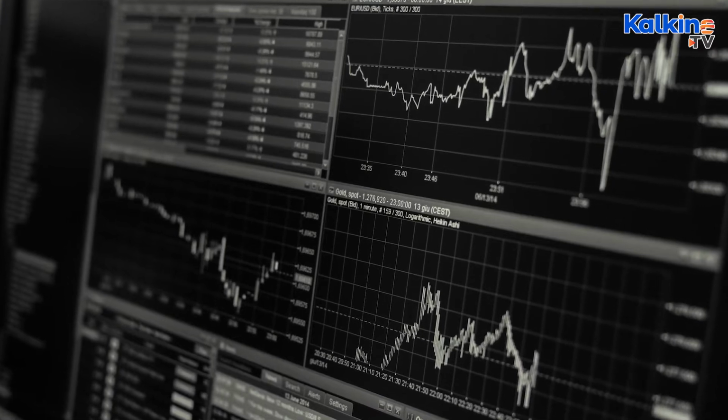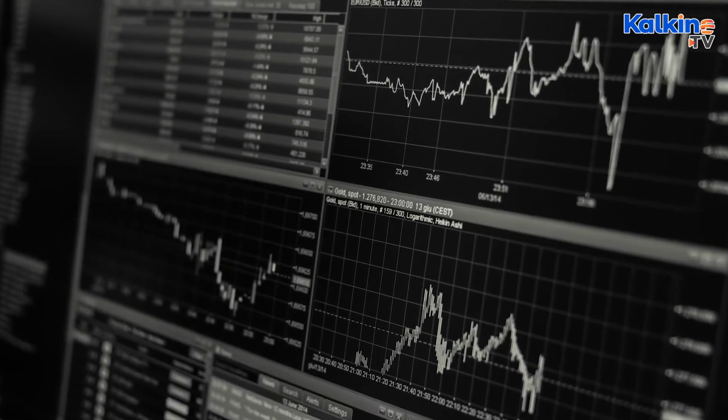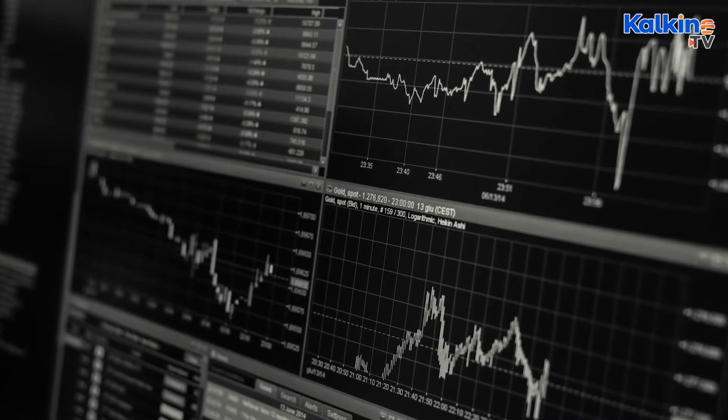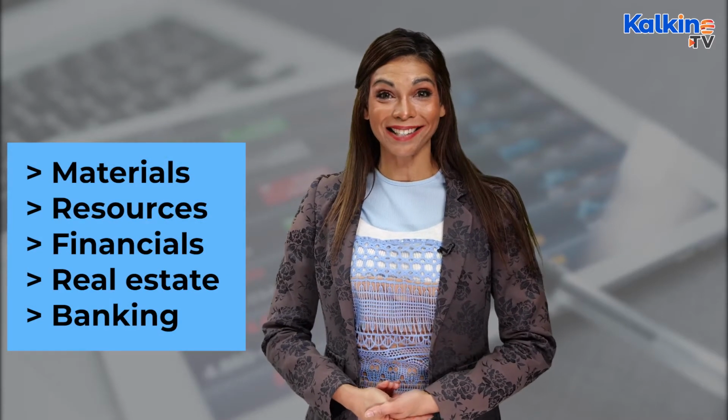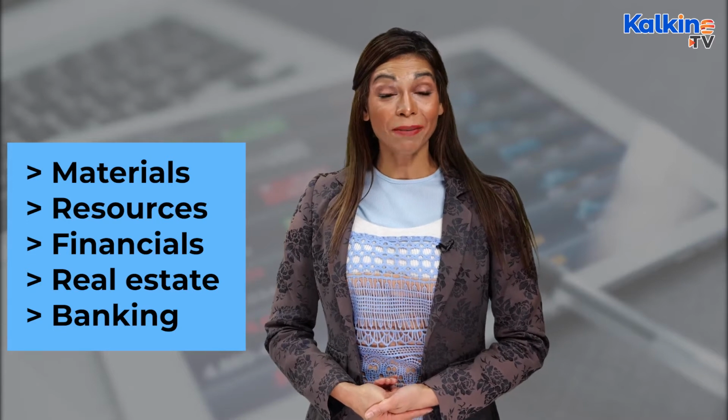The ASX 200 is maintained by Standard & Poor's and is rejigged quarterly. The companies listed on the ASX 200 represent sectors such as materials, resources, financials, real estate, banking, etc. And these companies together add up to over 80% of the Australian share market's market cap.